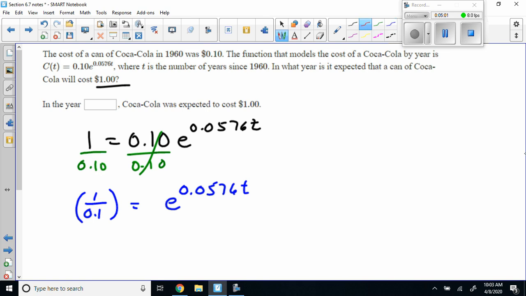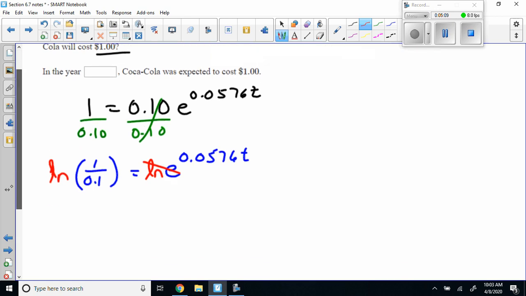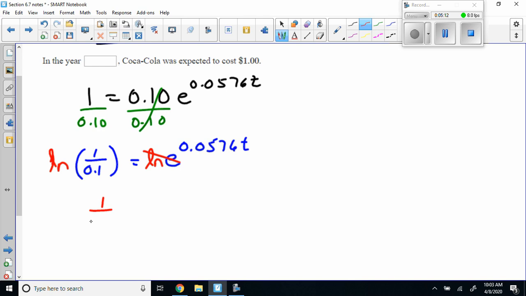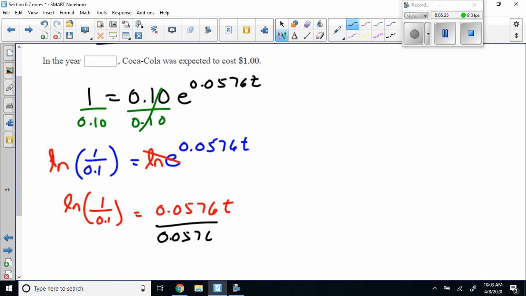Equals e to the 0.0576t. We'll take the natural log of both sides, right? The natural log cancels an e. That's how we undo it. And then the natural log of 1 over 0.1 equals 0.0576t. And then, of course, we are going to divide by 0.0576 on both sides. Now, I'm going to bring it on up here.